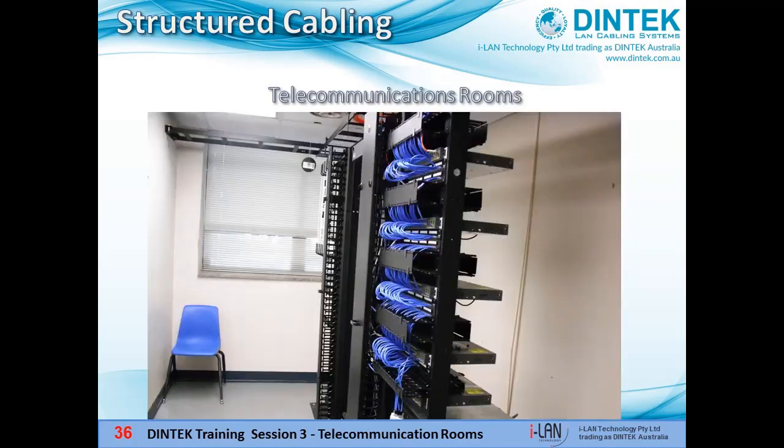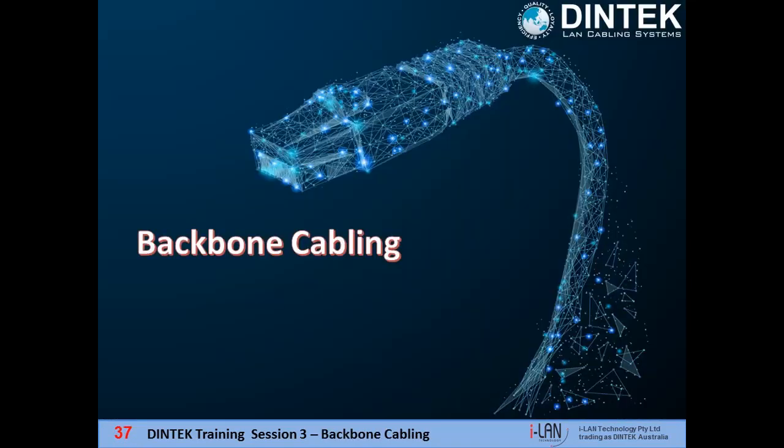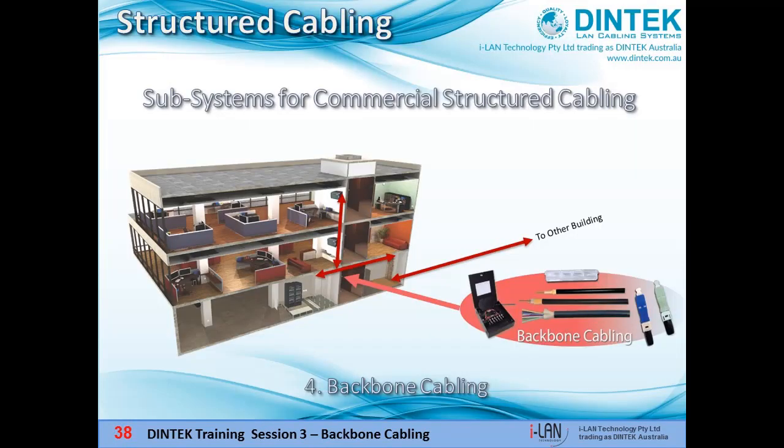Here's a fairly typical telecommunications room. Notice we don't have quite as much equipment here as we might have in an equipment room, so it looks a little sparse. In this case as well, we have a lockable room, so we don't need lockable cabinets for our equipment. And now a little bit about backbone cabling.